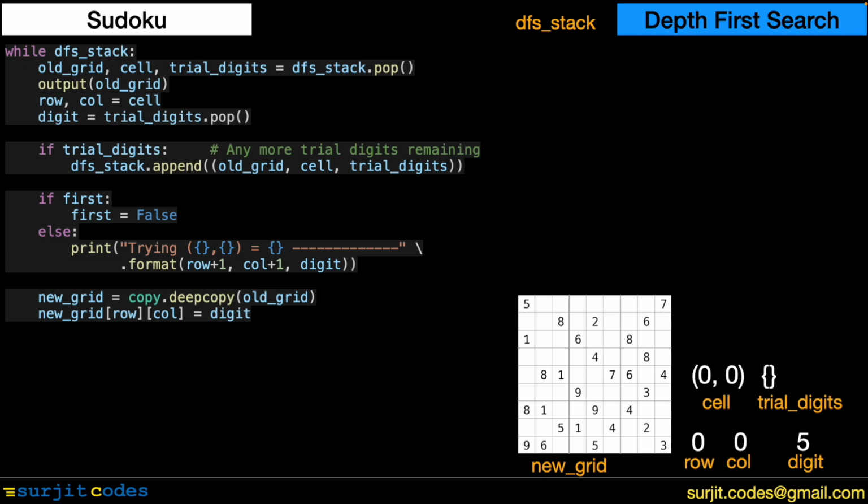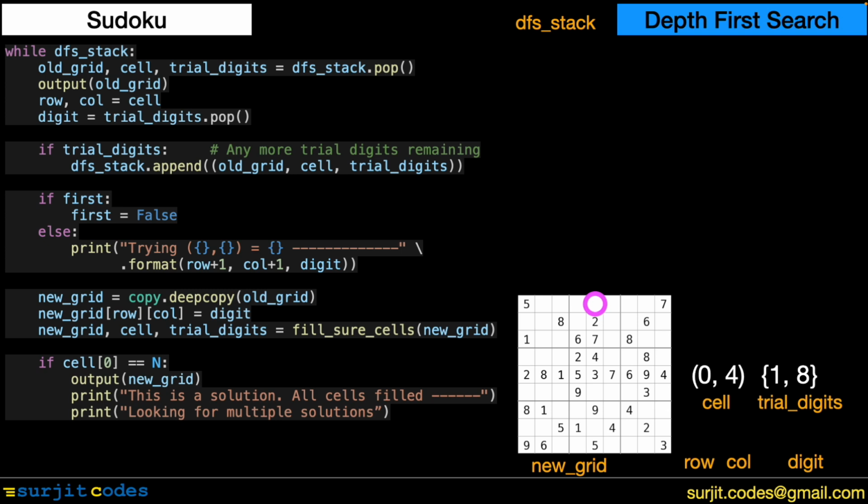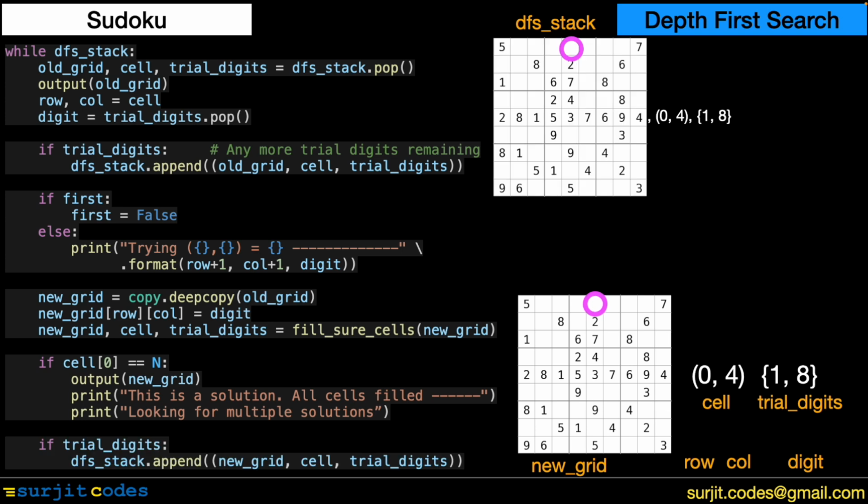This first time 5 is already there. We pass new grid to the fill sure cells function, which fills 6 cells of the grid. It then returns a cell 04, which has two choices 1 and 8. We have fixed the flag cell to be 99 to indicate that all the cells of the grid have been filled. In the present case, cell 0 is not 9. We push the new grid to the stack along with the cell position and its trial digits.